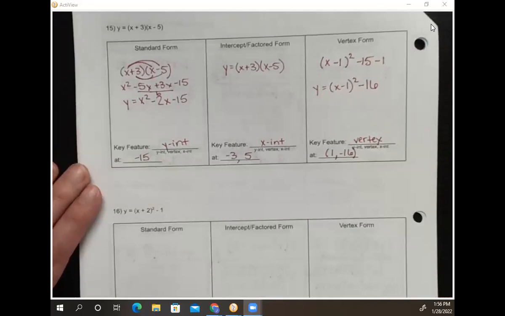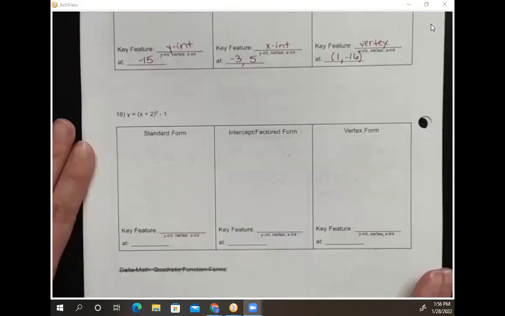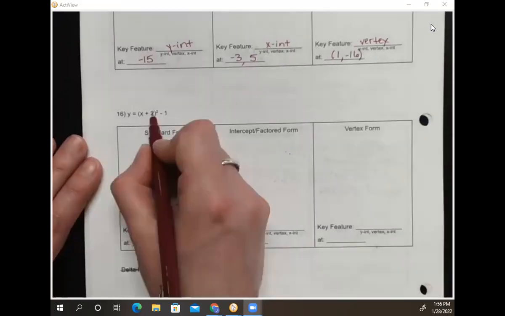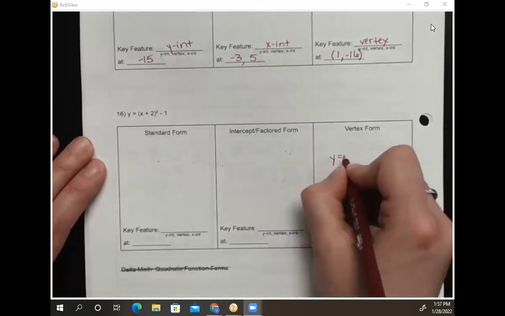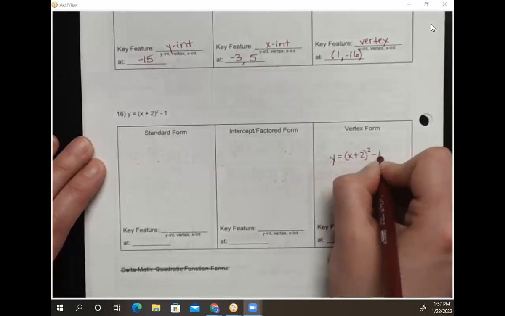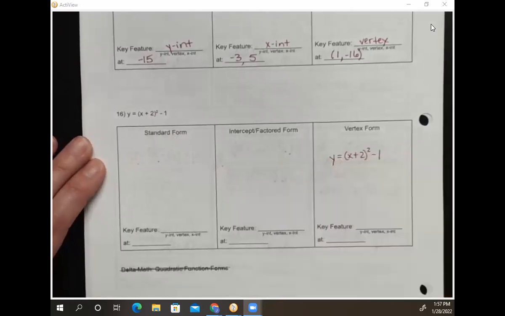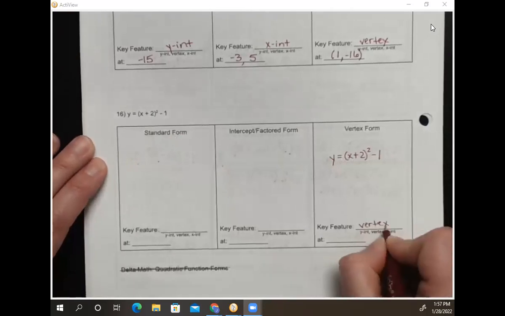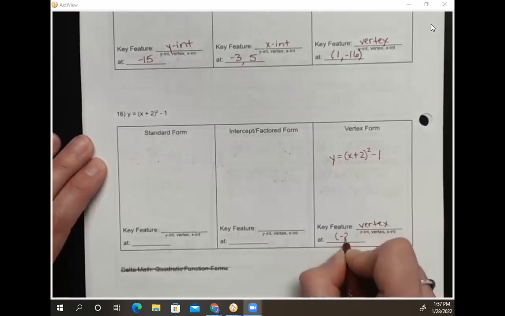Last problem in this section, number 16, we are starting with vertex form. We've got something in parentheses squared, so that's vertex form. I'm going to go ahead and jot this down in that box. X plus 2 squared minus 1. The key feature I get from vertex form is the vertex. And then my vertex here is negative 2 comma negative 1.